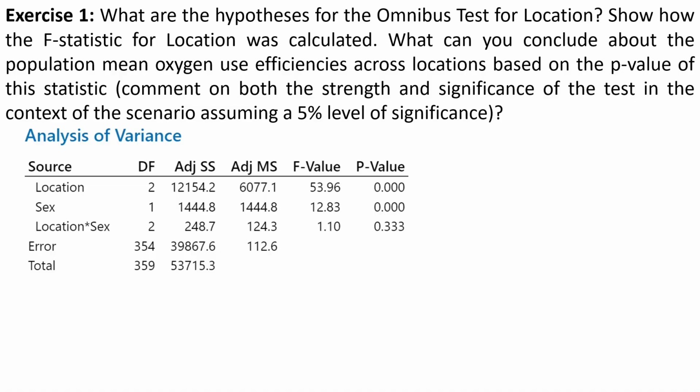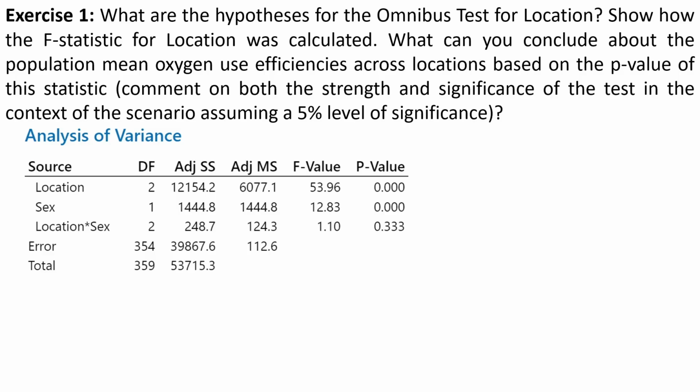And so what is the omnibus test for location all about? The null hypothesis there is that the population mean response is the same for all 3 locations. If we reject the null, we can conclude that at least one location has a different population mean response. Likewise, for sex, that omnibus test is that the population mean response is the same for female versus male. If we reject, then we know that there's a difference.